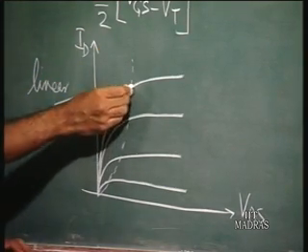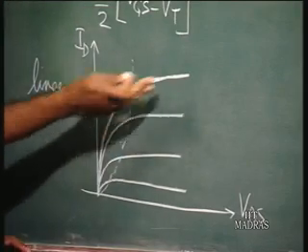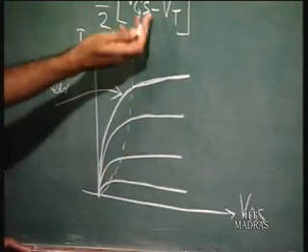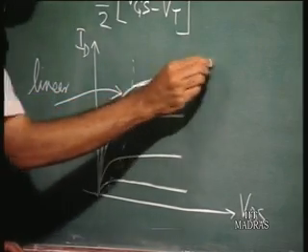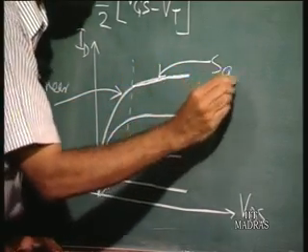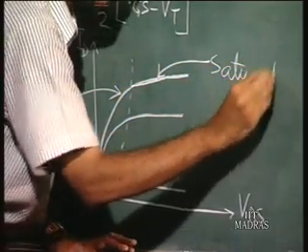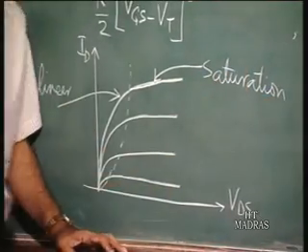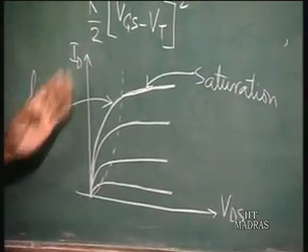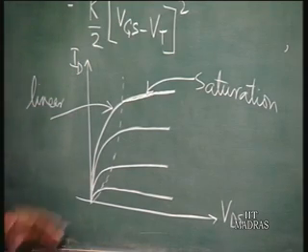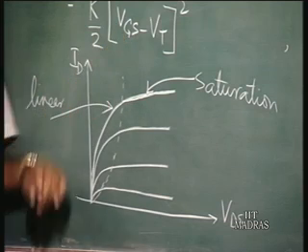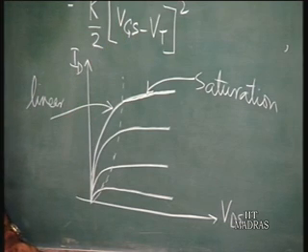And this part of the characteristics, when the current is almost constant and independent of the drain to source voltage, is called the saturation region of the characteristics. You must be careful when talking of the saturation region with relation to a bipolar transistor, where this region is not the saturation region; it is the active region in a bipolar transistor. So, this is the saturation region of the characteristics.